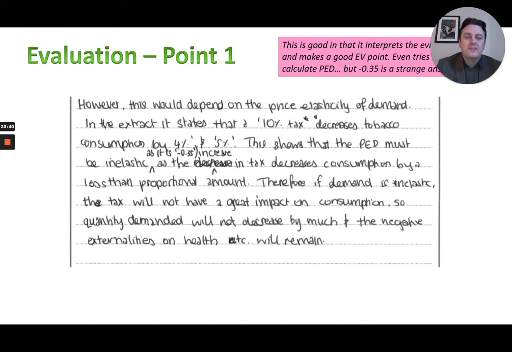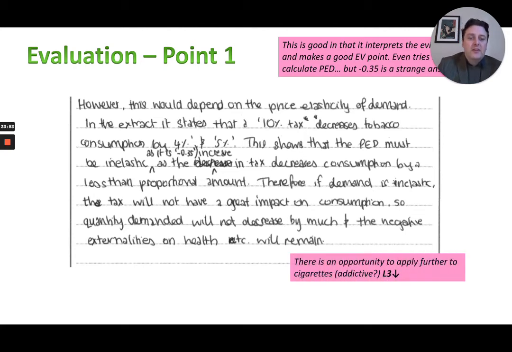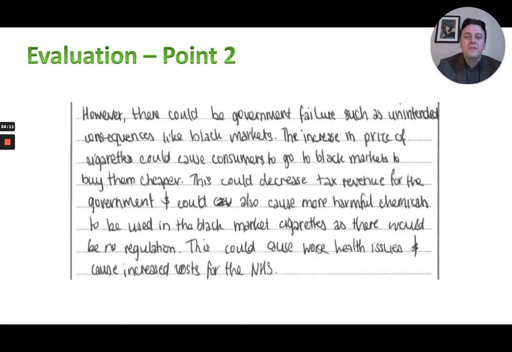Okay, so this is quite good. It makes a good evaluation point, but I think they've made a mistake with their calculation on PED, but nevertheless, this is a good answer. There is also an opportunity here to go further with your chain of analysis and explain that cigarettes are addictive. So this would get a level 3, lower level 3 type of mark. Okay, but a fairly good, fairly solid answer. So here's point 2.